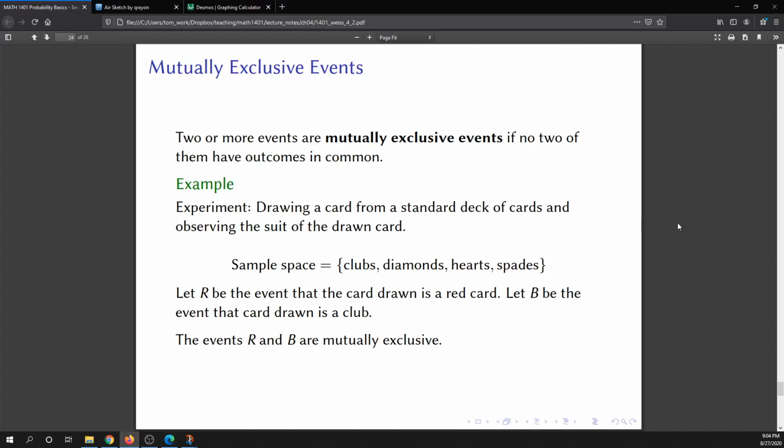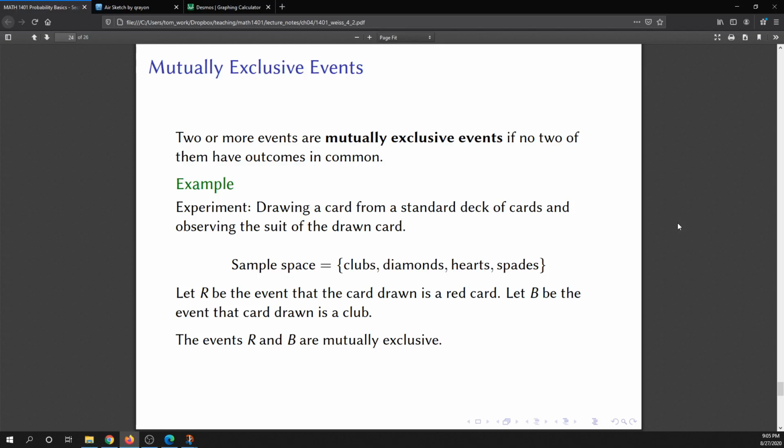All right, in this video, we are going to talk about mutually exclusive events. Two or more events are mutually exclusive events if no two of them have outcomes in common. Basically, no two of those events can occur at the same time. Let's take a look at this first example to see what that says.